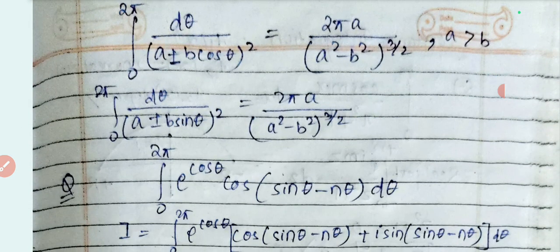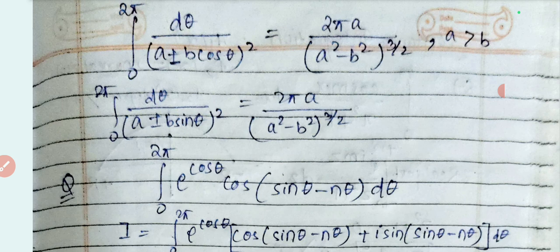Another question, you have to solve this and give answer in the comment. Integral of d theta divided by (a plus minus b cos theta) whole square. The answer will be 2 pi a. Better to remember the formula, as for one question it is 1 minute. So if you remember the formula, it will be easy to find out the answers.